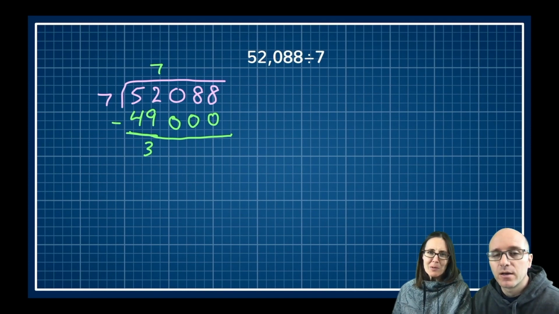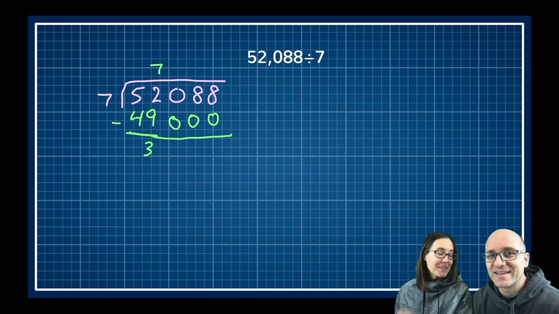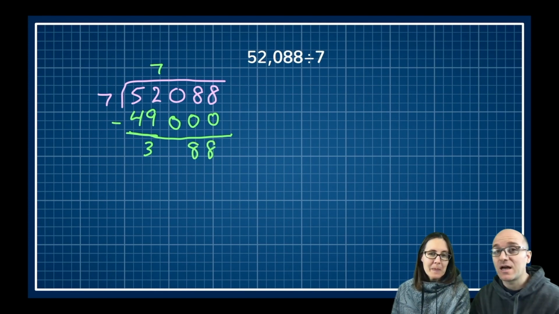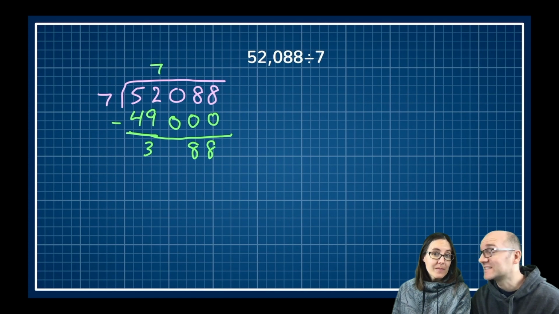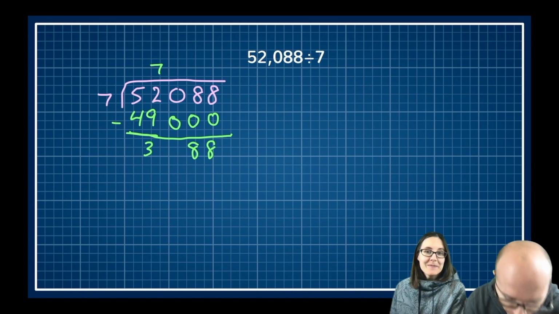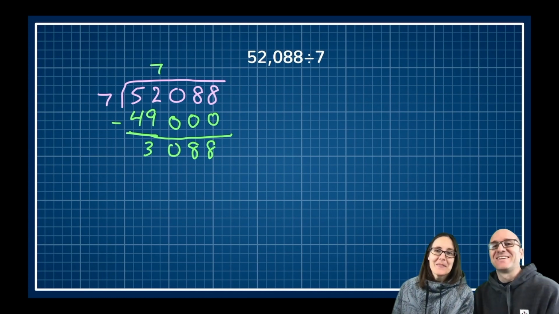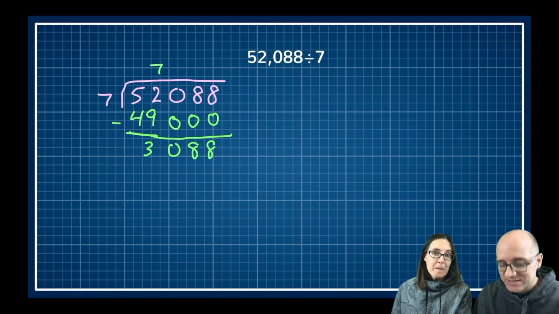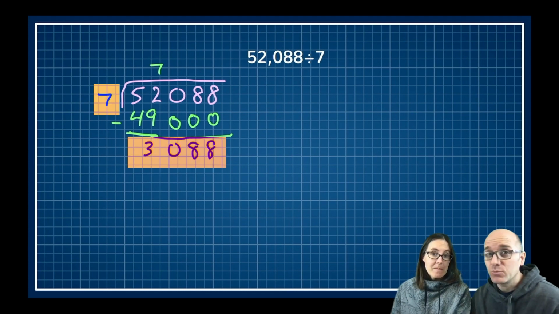Because as a kid, I used to be confused about what do you bring down and why. Okay, and then this is why we bring it down. Yep, because that 7 we wrote on top is not actually a 7. It's going to be a 7,000. It's in the thousands place, as we shall see. Don't forget the 0. Oh, don't forget the 0.